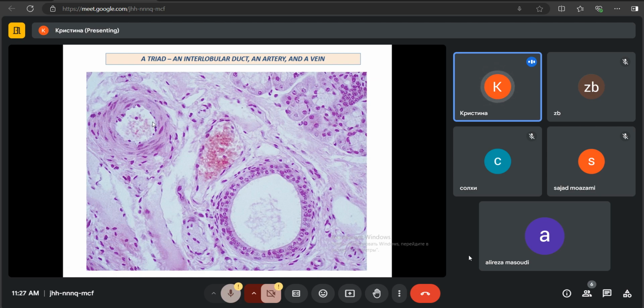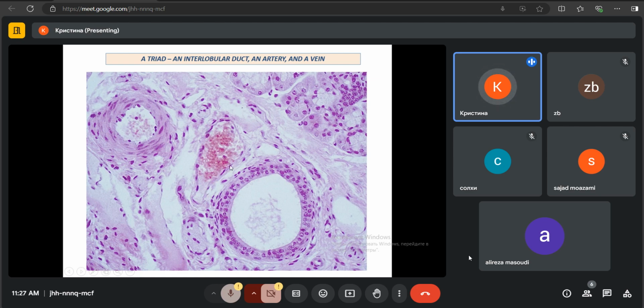differentiate between the three. How can we differentiate the duct? In this case, we have interlobular duct because it is located between the lobules. Inter means between. So it has 2, 3 or more layers of cells, and cells are cuboidal. So we have here round or maybe oval shape of the nuclei.